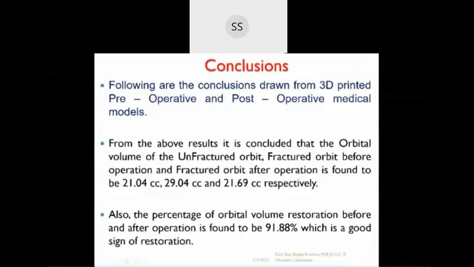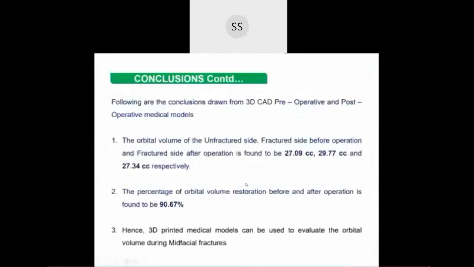This we got in the 3D printed model. But in the CAD model also we have done the same way, and we found the restoration to be 90.67%. So we can say the 3D printed model has given better accuracy than the CAD model. This is how a 3D printed model helps in evaluating the orbital volume during mid-facial fracture.